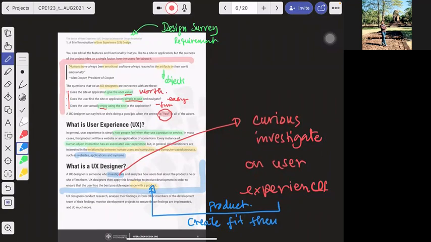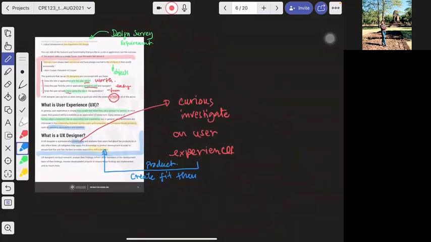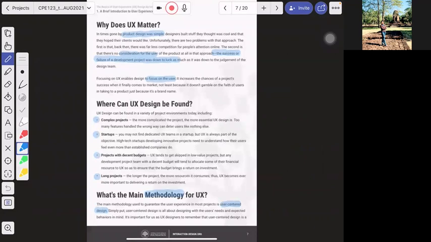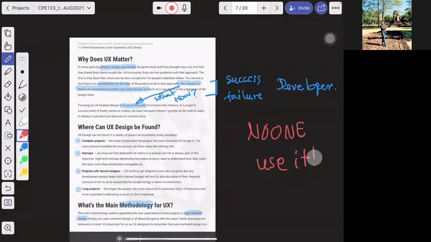Especially for you guys who really hate programming, a lot of your seniors focus on front-end design. Front-end design requires you to understand the user experience concept. And why does it matter? Because your product's success or failure is based on how and what you focus on for your user. Because if you develop some software, if you are only a programmer, maybe you finish programming, but at the end no one uses it.